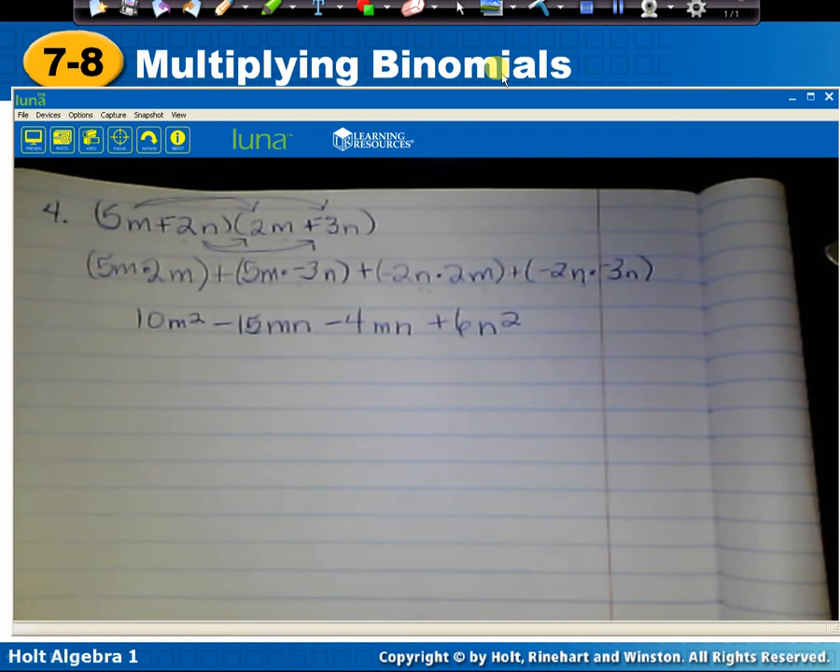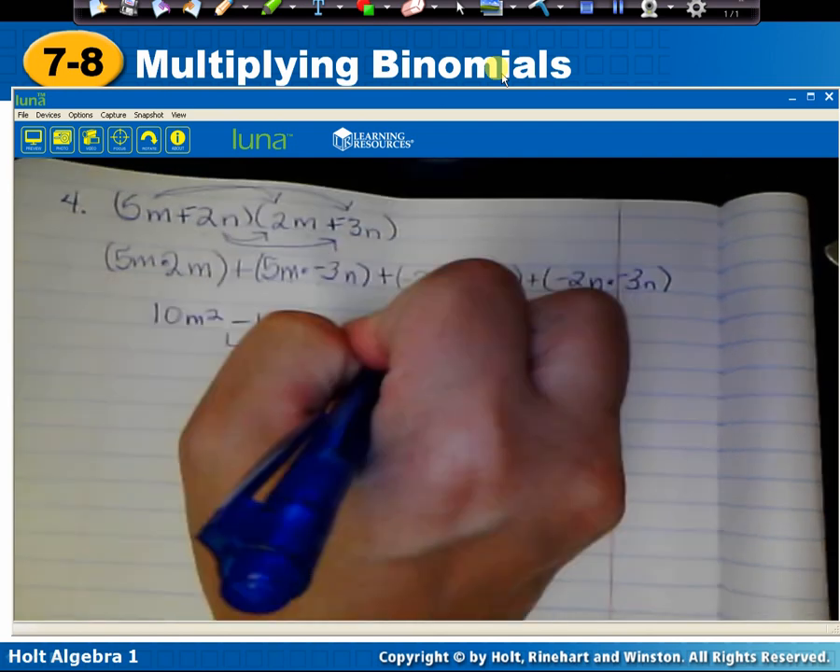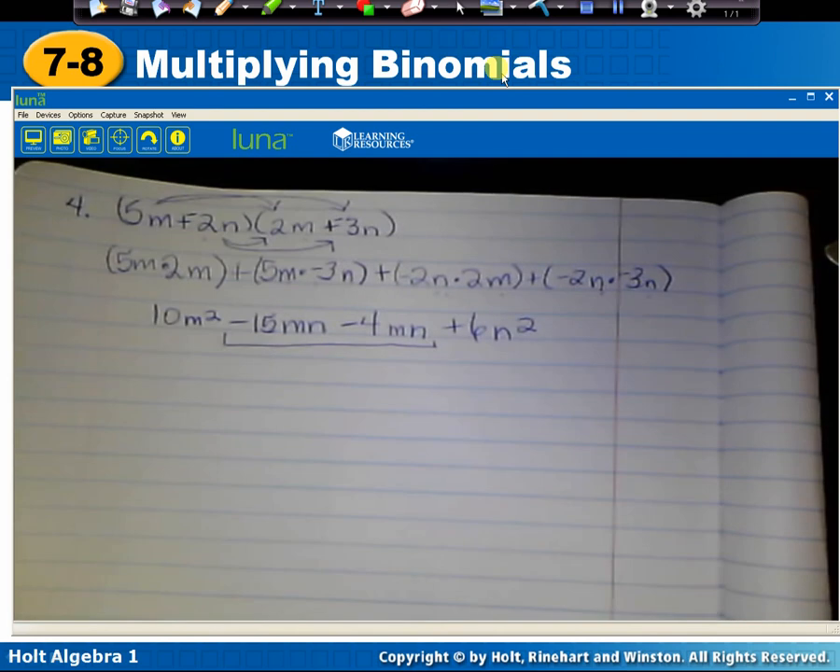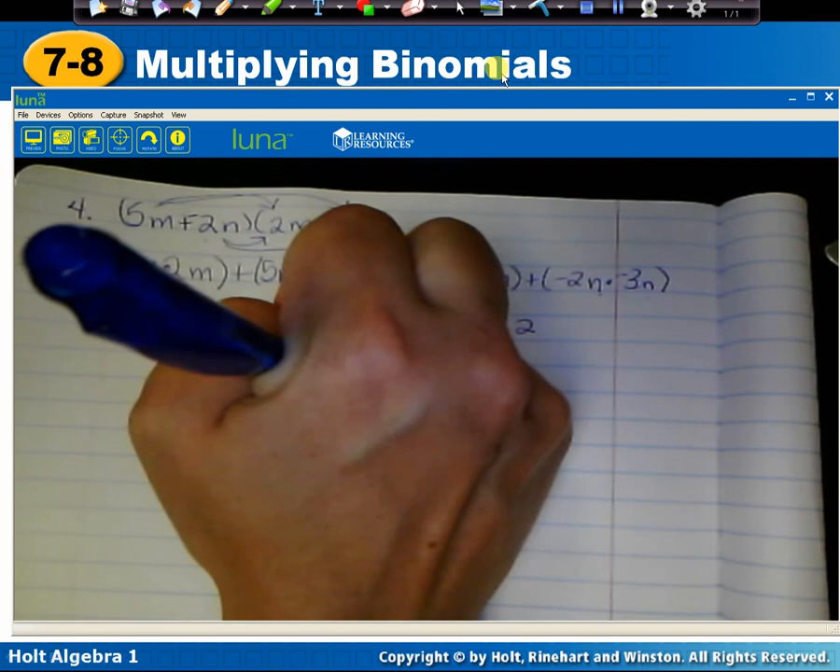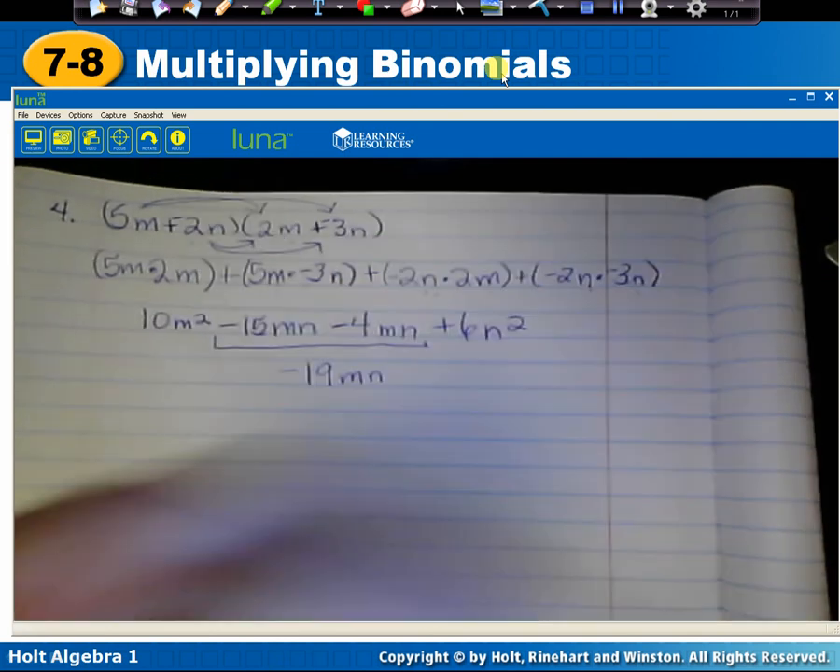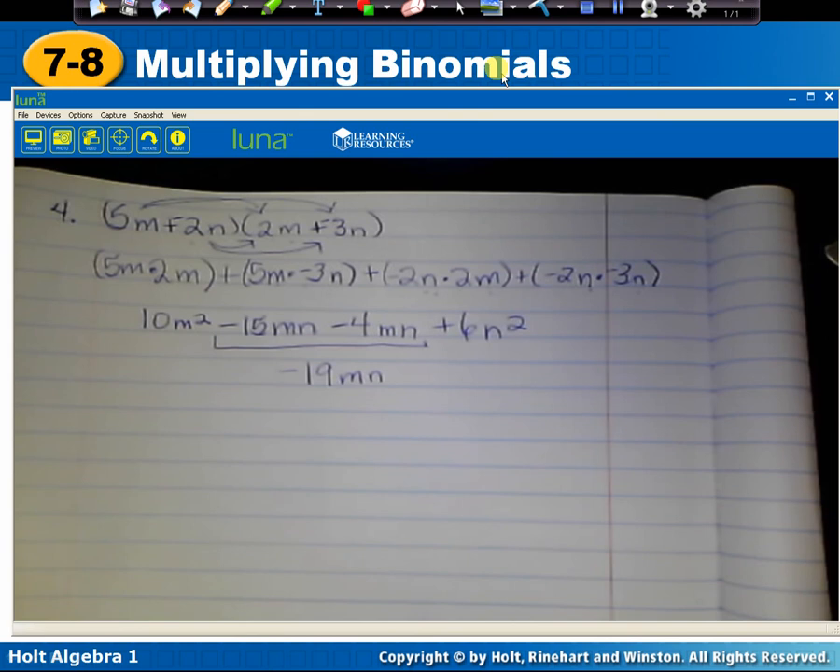So I have a negative 15mn and a negative 4mn, and all I'm going to do is add them together or subtract them. I could type in my calculator negative 15 minus 4, or negative 15 plus a negative 4. Either way, they're both negative, so they're on the same team, and essentially they're being added together, and it gives me negative 19mn.